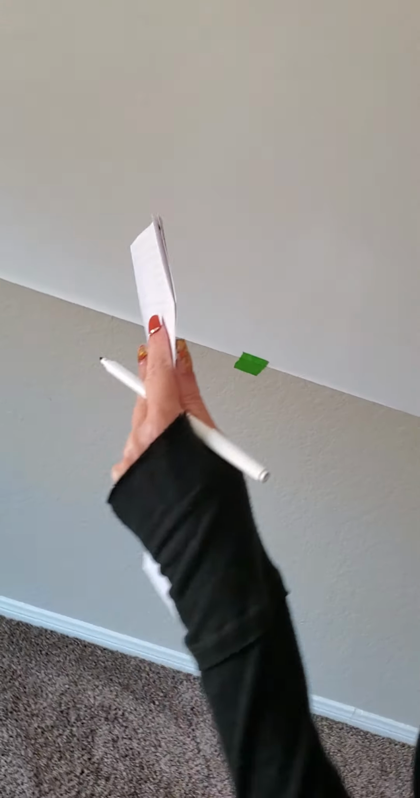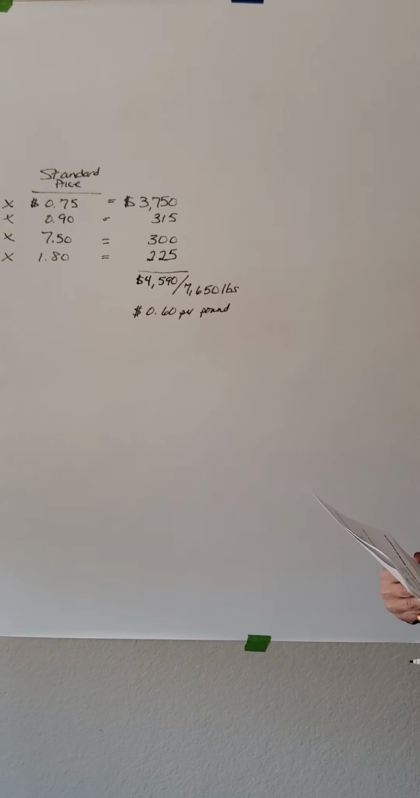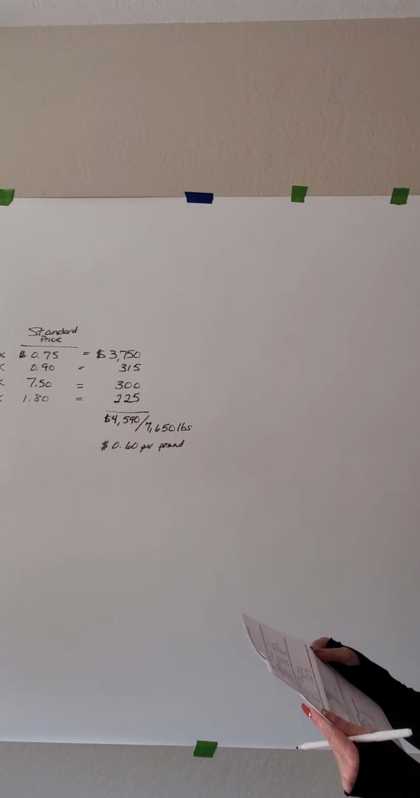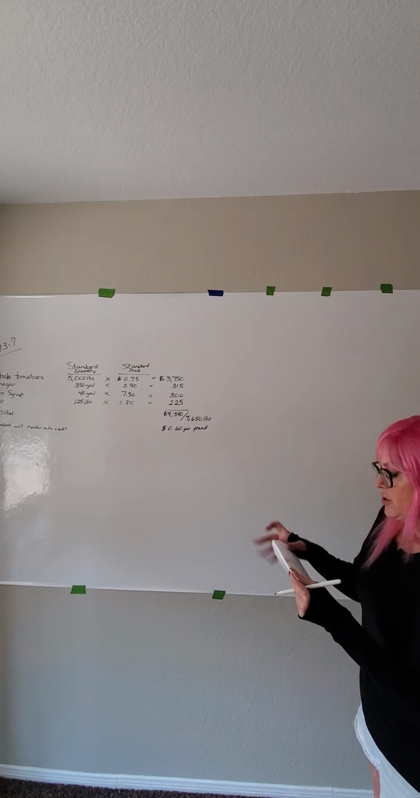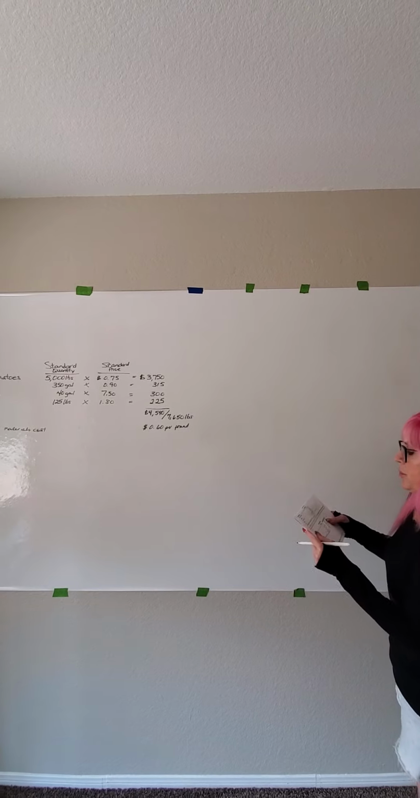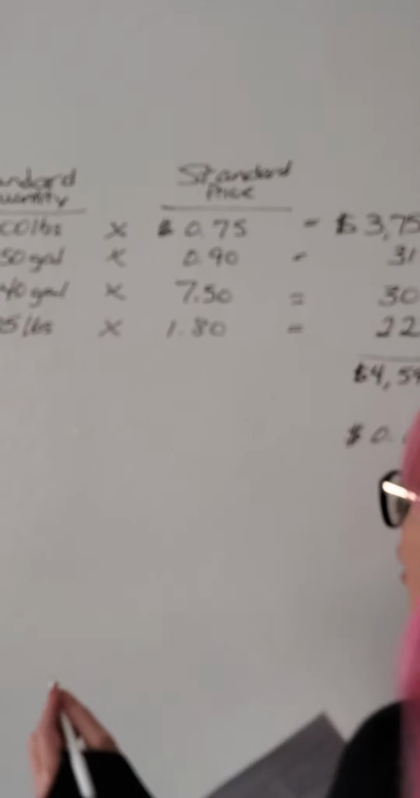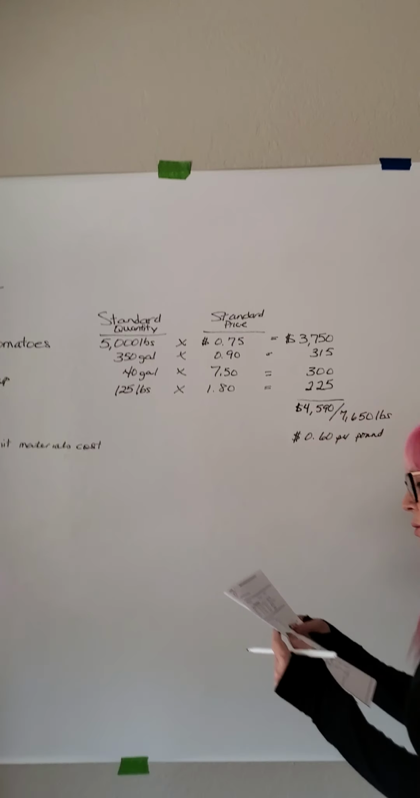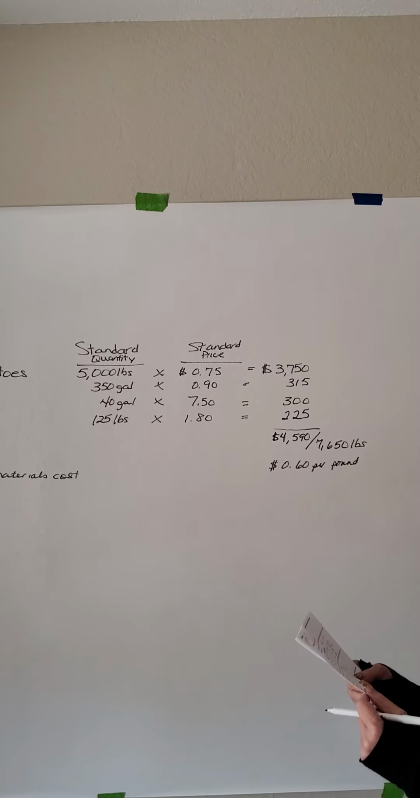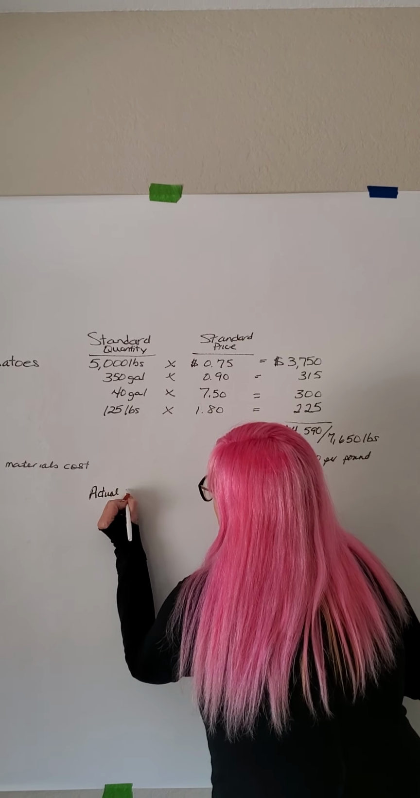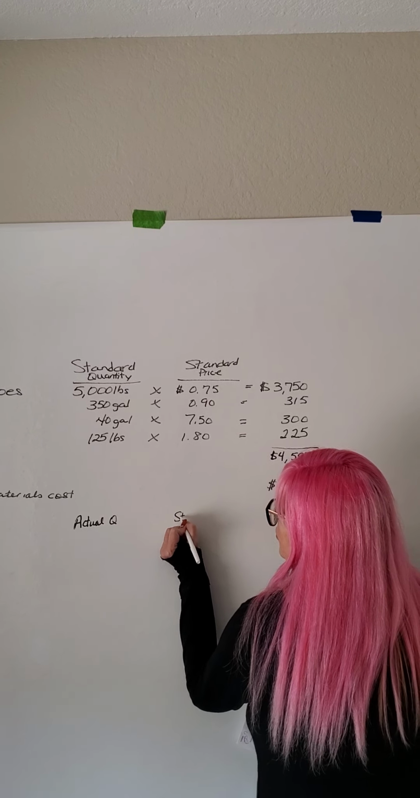So that's A. And then for B, it says determine the direct materials quantity variance for batch 8-99. So what I'm going to do here is, let's calculate out our actual cost. So here we're going to do our actual quantities. We're going to do our actual quantity at the standard price.